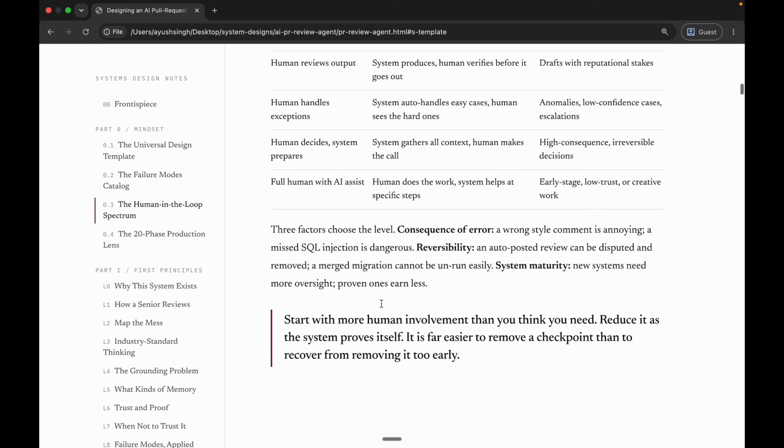Now, you start with more human involvement and then reduce it as the system proves itself. That's what we mean by system maturity. I always tell people, it's fine even if it takes a lot of human effort to build an agent. It is actually good, because you're going to look at your agent very consciously. As the system matures over time, you reduce the human involvement, rather than having to recover from expensive mistakes.